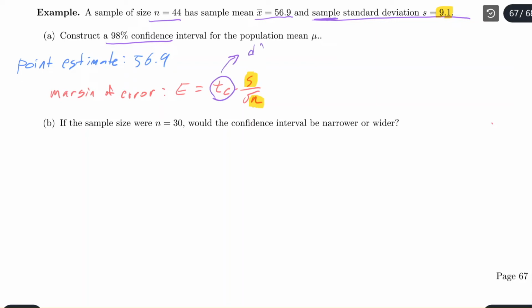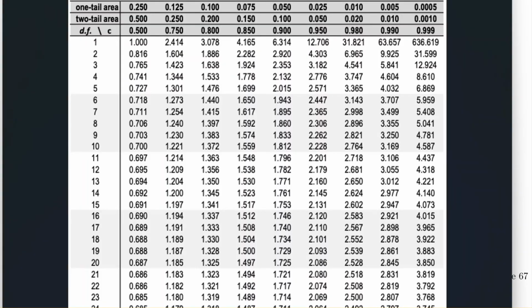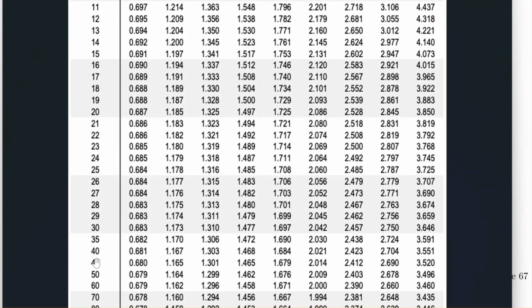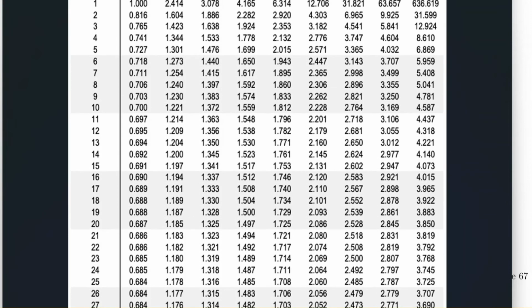The degrees of freedom is n minus 1, which is 44 minus 1, which is 43. So using 43 and 98%, we need to find the critical value. So let's go to the table. Let's look at degrees of freedom first. 43 is not here. So that means we use the one smaller. Always the smaller one, even if 43 is closer to 55 than 40, we always use the smaller one. So look at 40, look at this row. From here, we get 98%. 98% is right here.